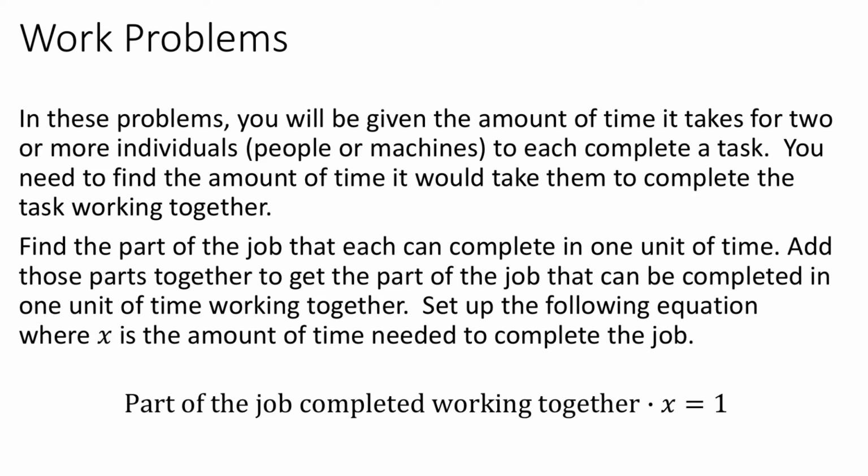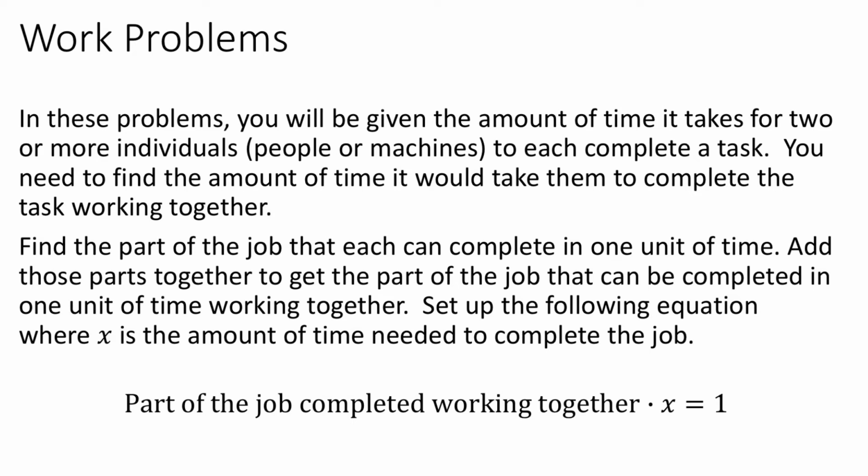So the first person can complete 1/10 of the job every hour. We're assuming that they're working at a steady rate. And the second person would be able to complete 1/7 of the job in every hour. And so what we're going to do is we're going to find the amount of time that it would take them to complete the job working together.